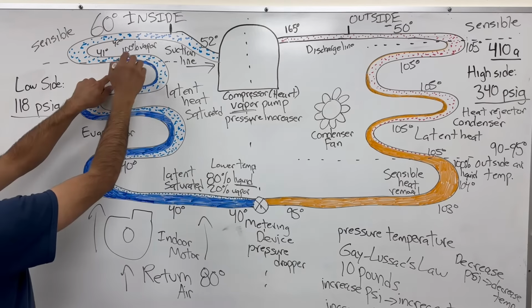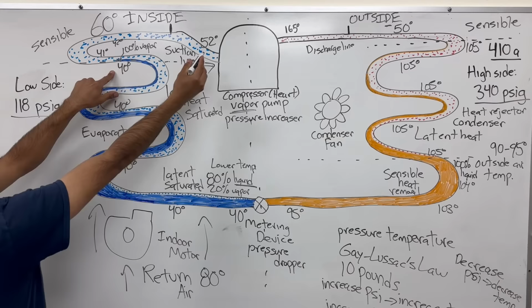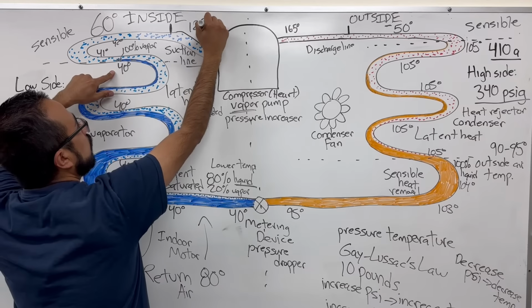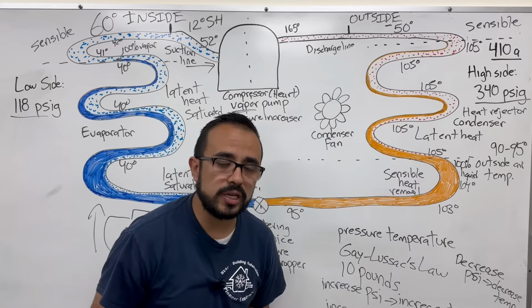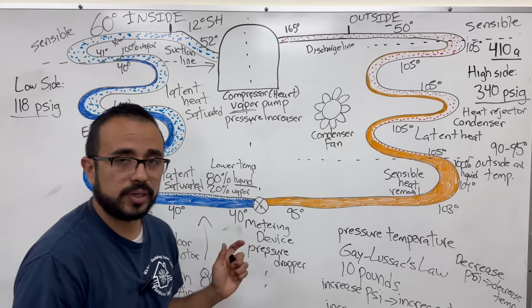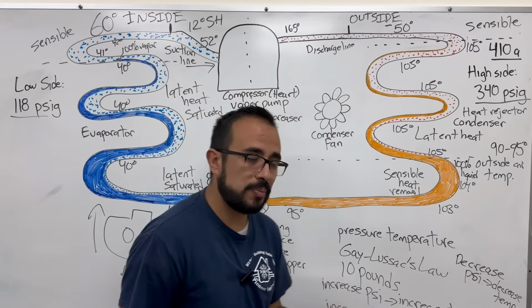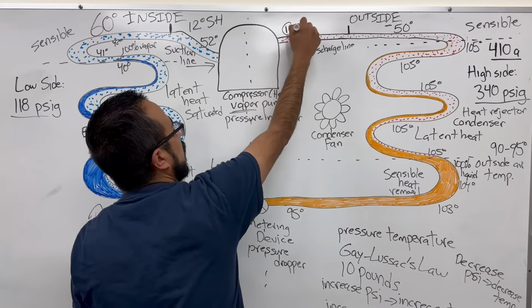We also have that superheated vapor. Remember right here, the last molecule of liquid was gone. We gained, what is it? Superheated vapor. We gained 12 degrees of superheat. We're not going to go too much into superheat, but it is important, right? Superheat is heat added to vapor after it's 100% vapor, so that 12 degrees is part of that number.